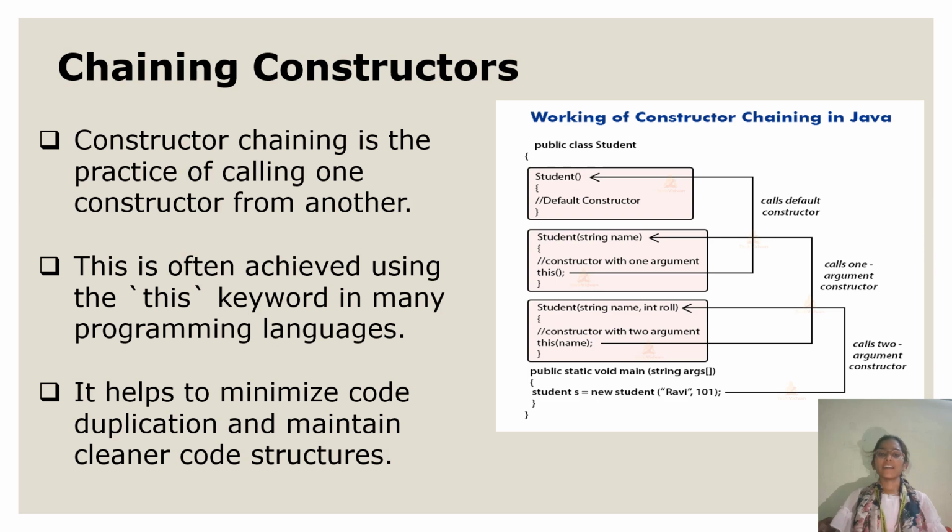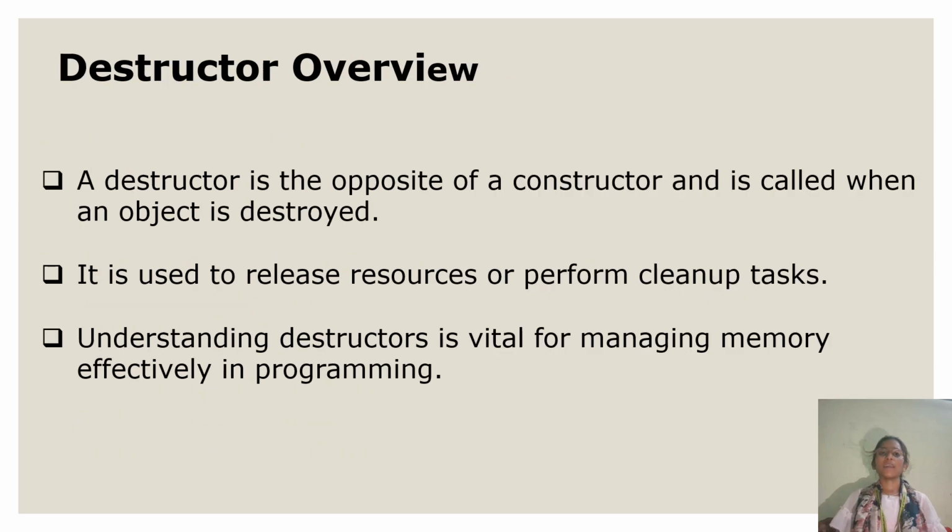Constructor chaining. Constructor chaining is the practice of calling one constructor from another. This is often achieved using the this keyword in many programming languages. It helps to minimize code duplication and maintain cleaner code.